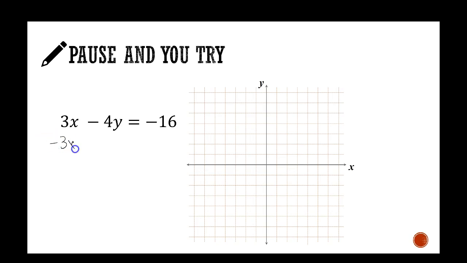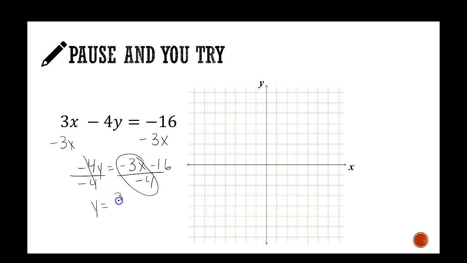Alright, so you should have subtracted 3x first. Got negative 4y equals negative 3x minus 16. Then divide by the negative 4. End up with a positive 3/4 x, again, because negative divided by negative is positive. Second half of the heart, you're going to end up with a positive as well. 16 divided by 4 is 4.